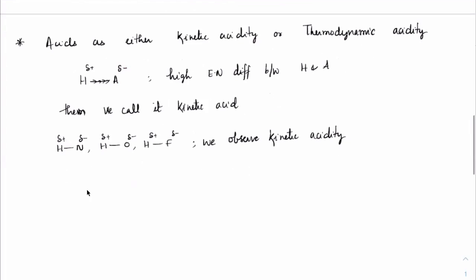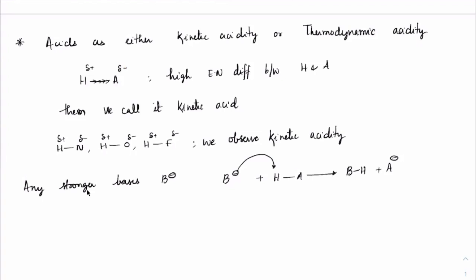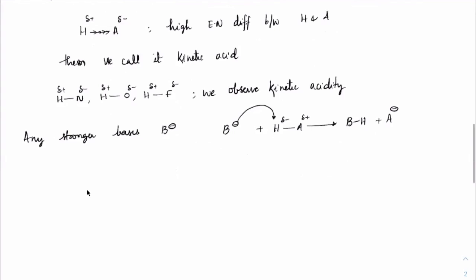Which means if you have any stronger base, like B minus, I'm writing it in a generic form, it will definitely extract a proton from it. It will extract the proton, and it will become BH plus A minus, where this has delta positive, delta negative. Got it? What are these B minus bases? Bases which could be as simple as a metal.